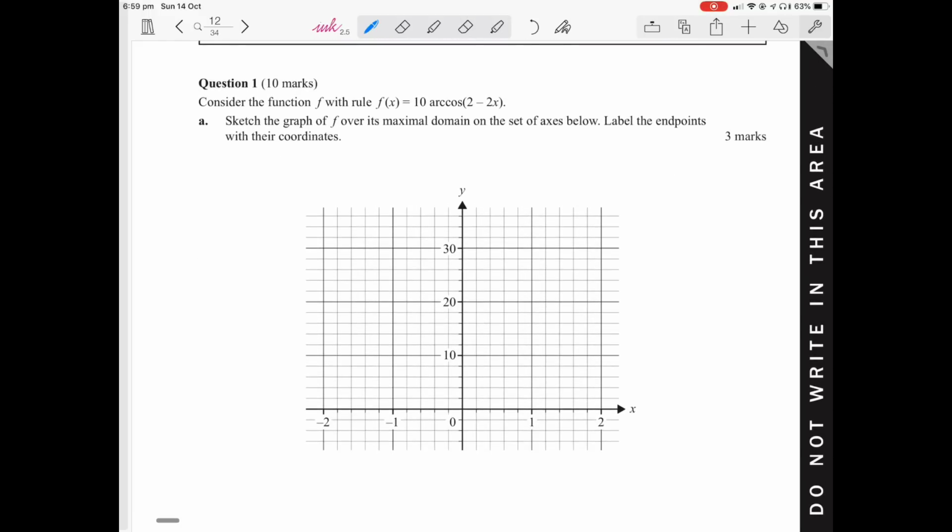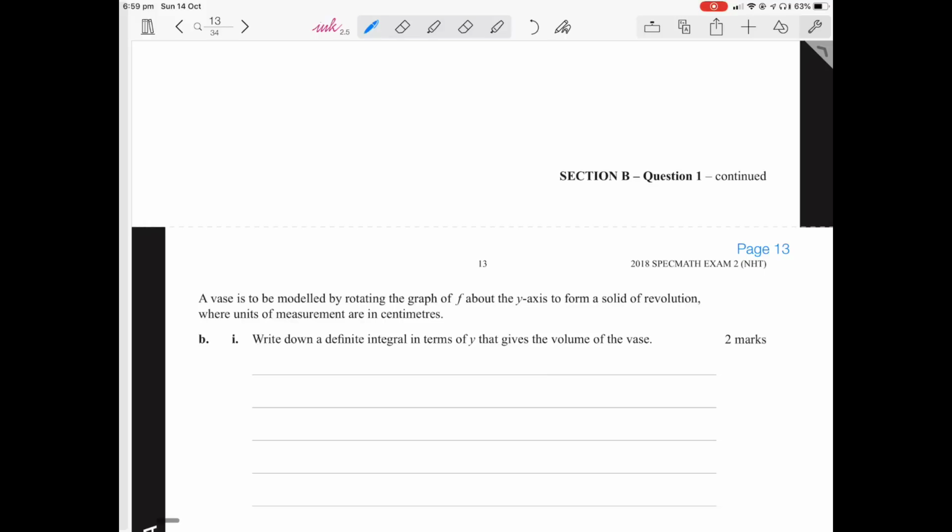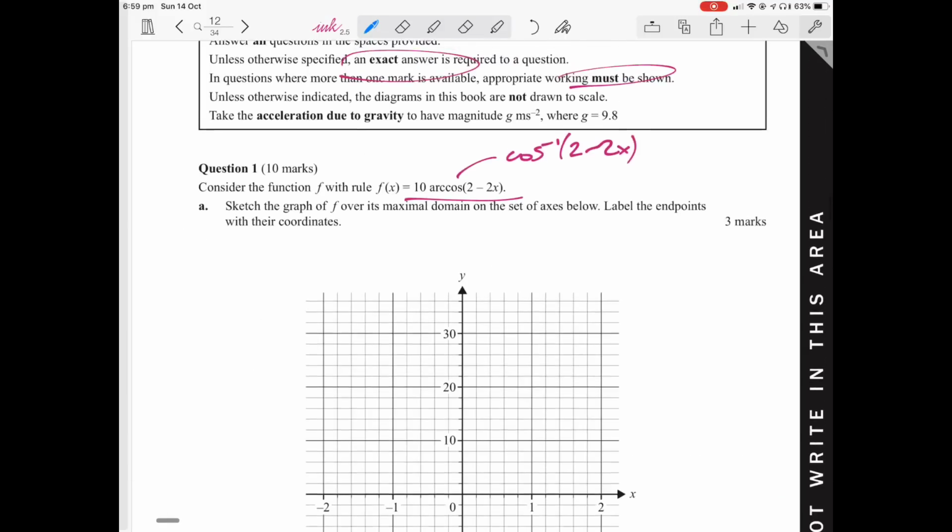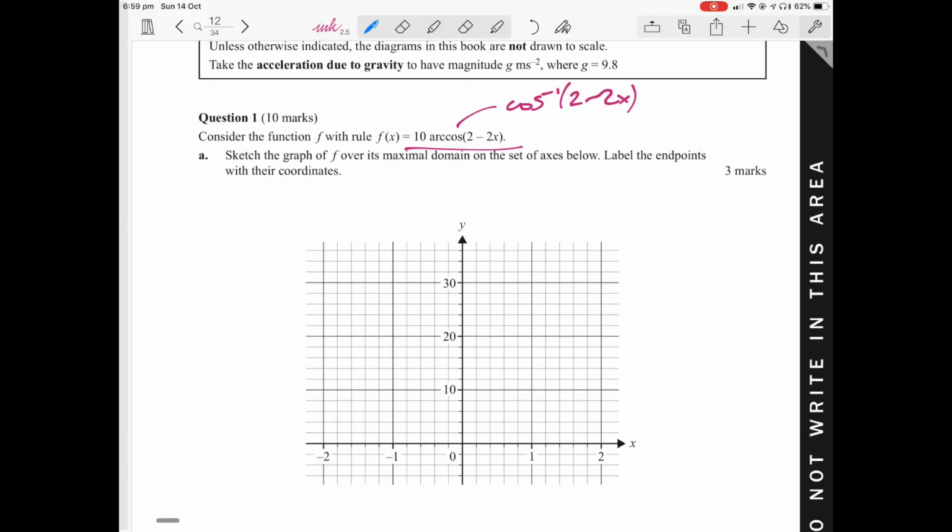Okay, so I've got a function. Our rule is 10 arccos, of course, if you don't remember, that's cos inverse of (2 minus 2x). I would have looked at this in reading time and worked out whether I wanted to define it or not. So let's have a look.